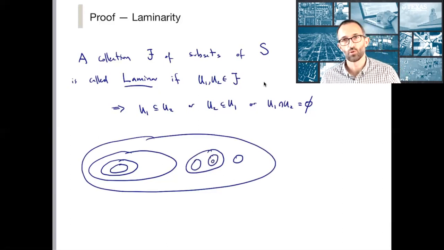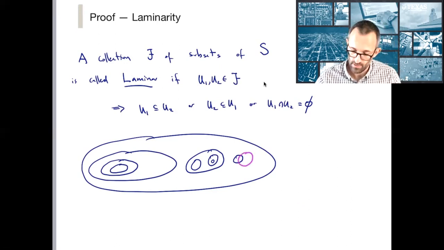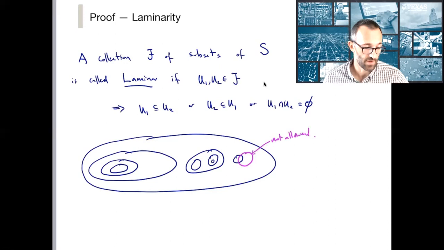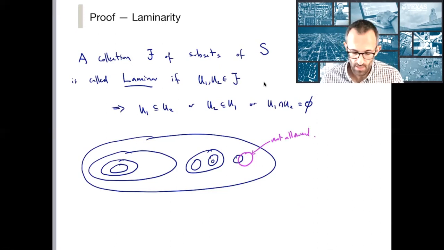Okay, so here's an example of laminar sets. So basically you either have nestings or things are disjoint. What you are not allowed to have is something like this. So that's not allowed. Okay, so this is the definition of laminarity. Now we're going to use this in an important way. Again, laminarity is broadly an important property.